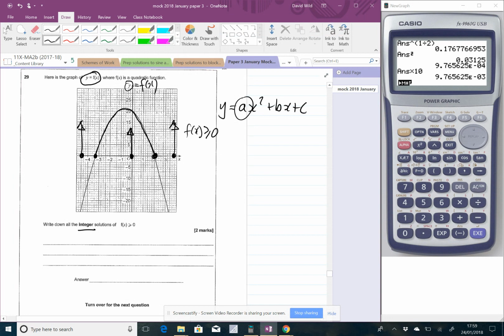So any of the values of x between here and here are the correct solutions. But we only want the integer solutions, the whole numbers. So that's going to be this one, this one, this one, this one, this one, and this one. So we're going to have, let's write that in the answer, minus 3, minus 2, minus 1, 0, 1, and 2.